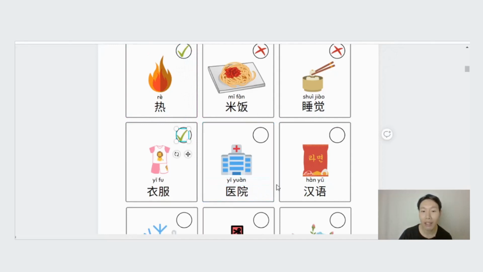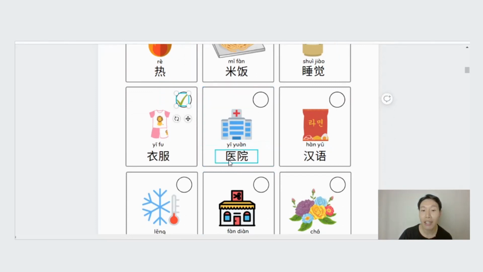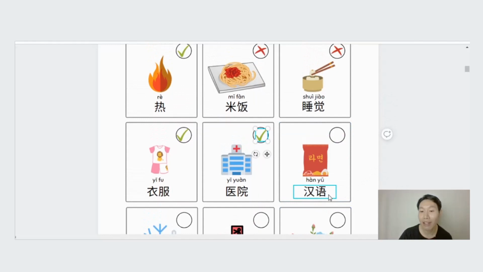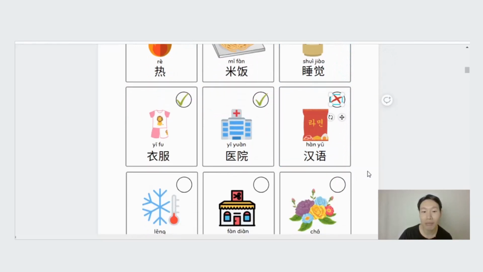医院. So 医 means to treat. So it's a giveaway sign that it is a hospital. So this is correct. Next we have 汉语. 汉语. This means Chinese. This is incorrect because we can see that there's Korean here. But if you do see 语, it often has something to do with languages.